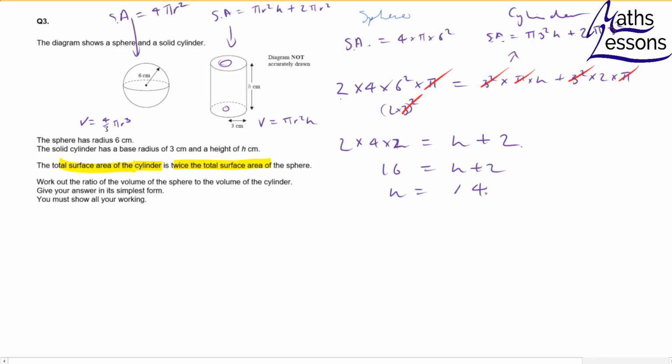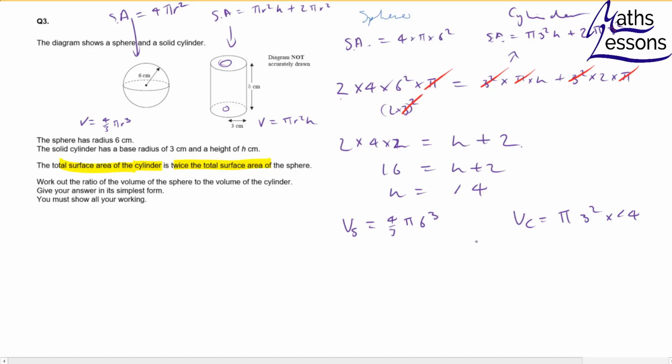Calculate the ratio of the volume of the sphere to the volume of the cylinder. Well, the volume of the sphere, so let's just keep working down. The volume of the sphere is equal to 4/3 pi r cubed, and that's 6. And the volume of the cylinder is going to be pi times r squared, that's 3 squared, times the height, which is 14. And we want to find the ratio of the volume of the sphere to the volume of the cylinder. So let's just simplify this down a bit.